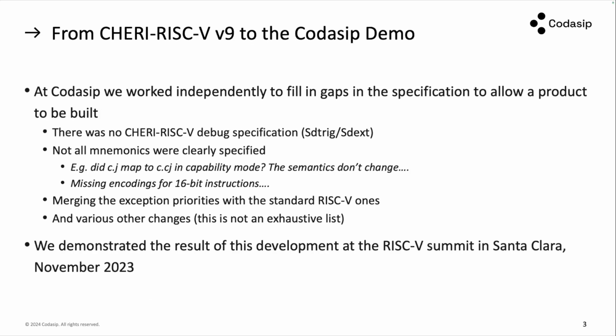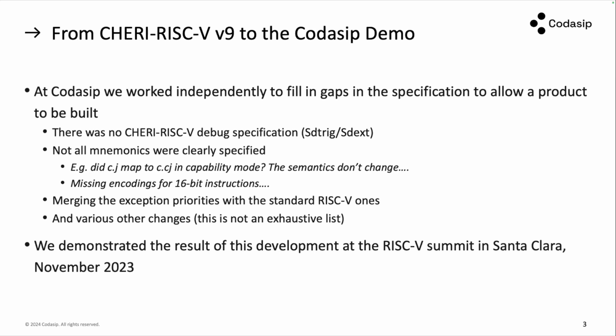So sort of in the background, on CHERI-RISC-V, we were working to fill in the gaps in the written documents. So I think a fair amount of the spec was just in the Sail model. We were trying to turn it into something written down, which we could actually use for design and implementation teams. And there were some things which weren't clearly specified. For example, most instructions in capability mode had a C added, but did C.J also have a C? Because actually the semantics didn't change in capability mode. So we were trying to fill in all those gaps.